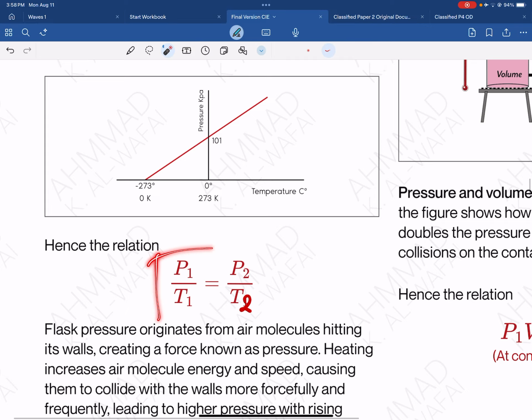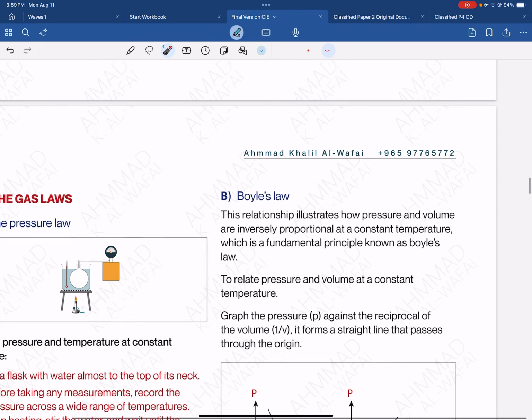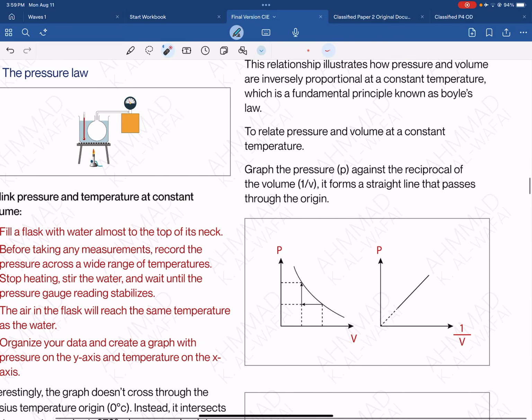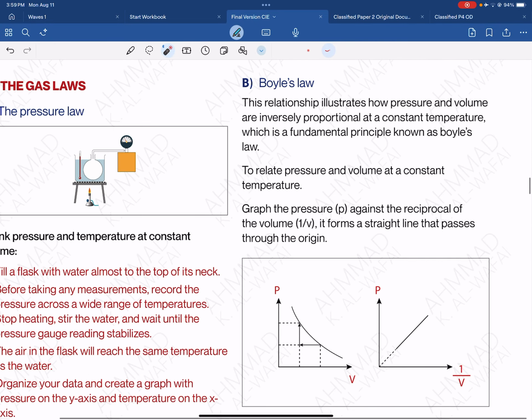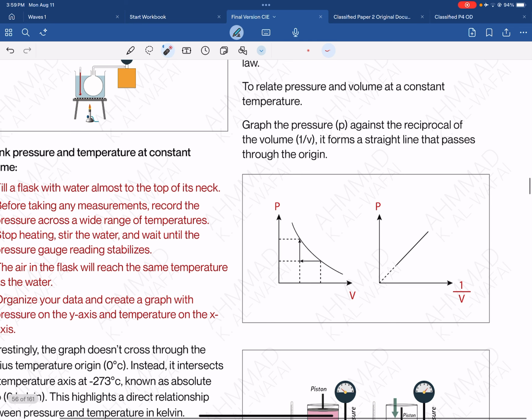You can see it written here. You can read the notes for further expansion of knowledge. Okay, now in Boyle's law, Boyle, as a scientist, found out that pressure and volume are inversely proportional. So if you increase the volume, the pressure decreases. If you decrease the volume, the pressure increases. Why is that? It is due to the particles inside. They're going to collide more, exert greater force, greater pressure, and so on.